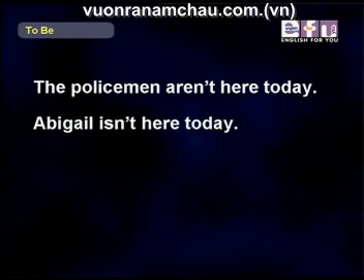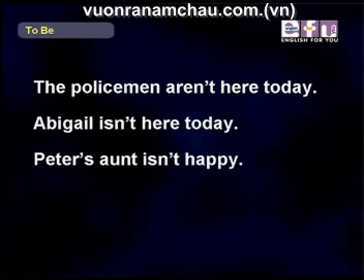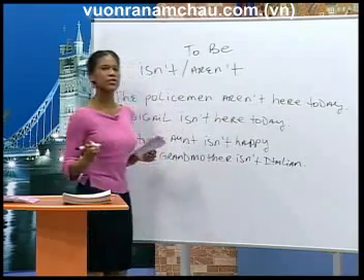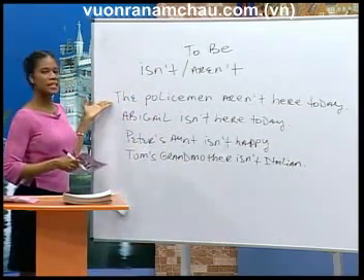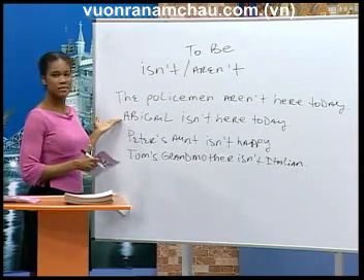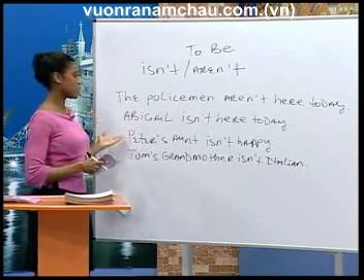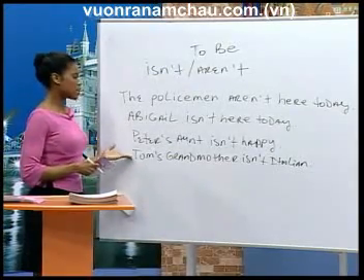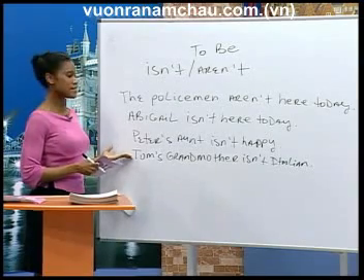And Abigail, not aren't, but isn't here today. Peter's aunt isn't happy. And Tom's grandmother isn't Italian. Now let's review the examples. The policemen aren't here today. Abigail isn't here today. Peter's aunt isn't happy. And Tom's grandmother isn't Italian.